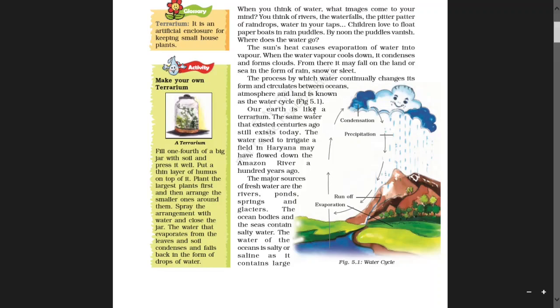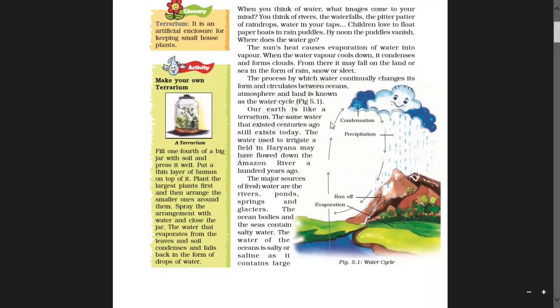Our earth is like a terrarium. Boys, have a look towards the left side of your book of this page, at the left margin, terrarium. And one activity also has been given, you can practice this one at your home. So here it means that our earth is like a terrarium.